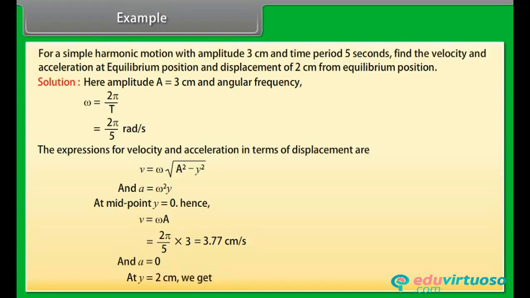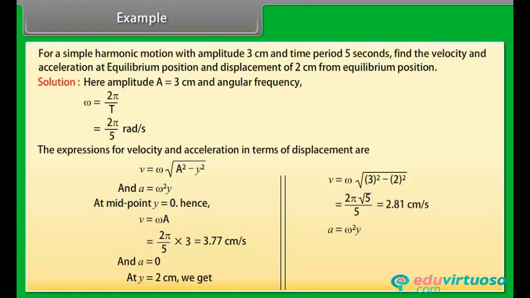At y = 2 cm, we get v = (2π/5)√5 = 2.81 cm per second. a = ω²y = (2π/5)² × 2 = 3.16 cm per second square.